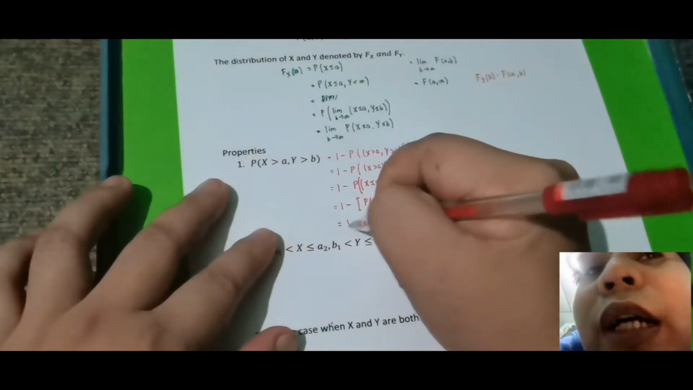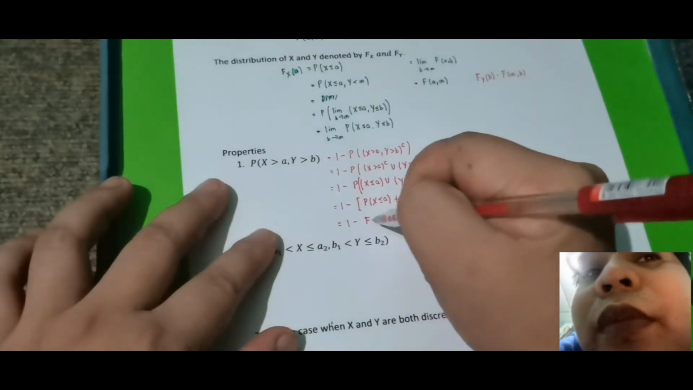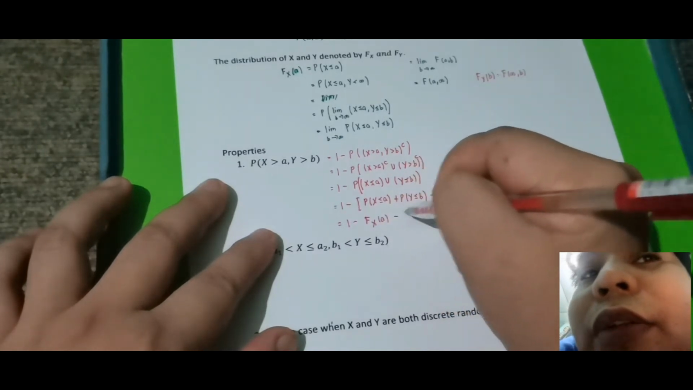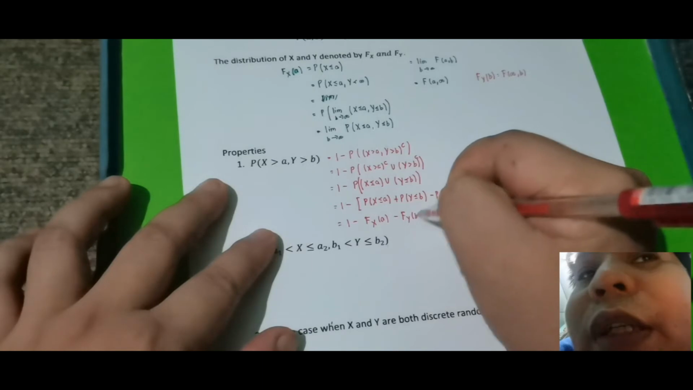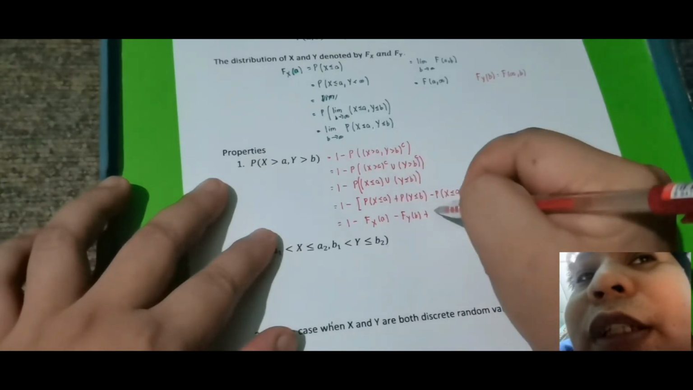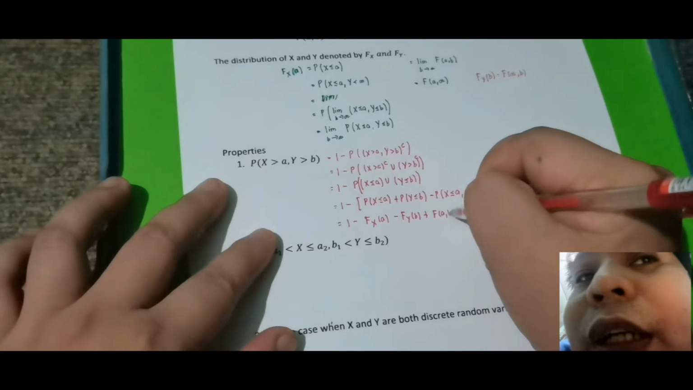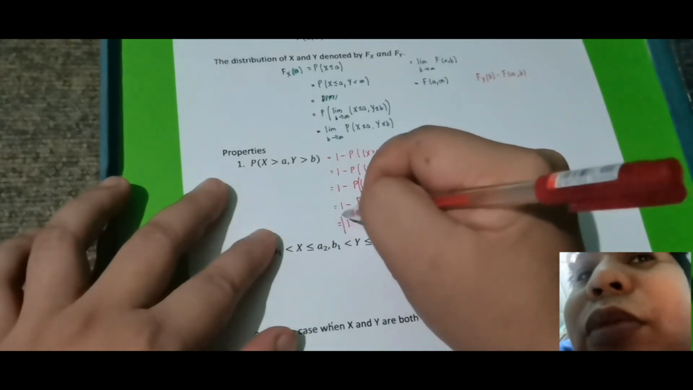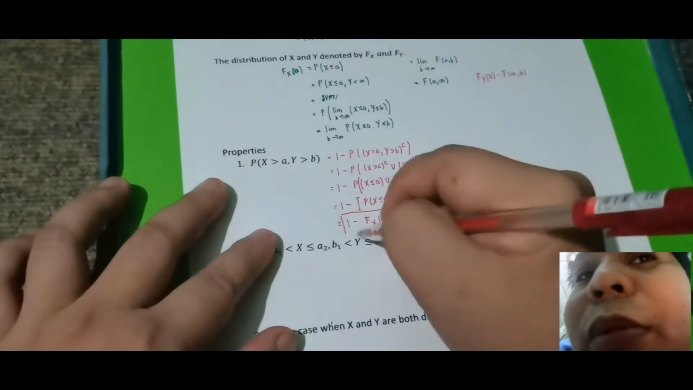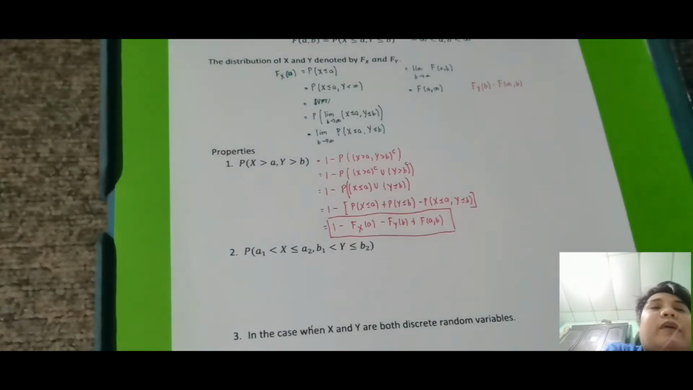So this is just 1 minus, ito ipapalitan ko ng F sub X of A, then minus F sub Y of B, then plus, kasi negative times negative is positive, ng F of A, comma B. So meaning, pag meron tayong ganitong probability, or pinapakuha sa sir na ganyang probability, ang i-apply mong distribution or formula is just ganyan. So 1 minus the distribution of X, minus the distribution of Y, plus the joint distribution of X and Y, or the joint cumulative distribution of X and Y. Okay, so ganyan yung gagawin natin.